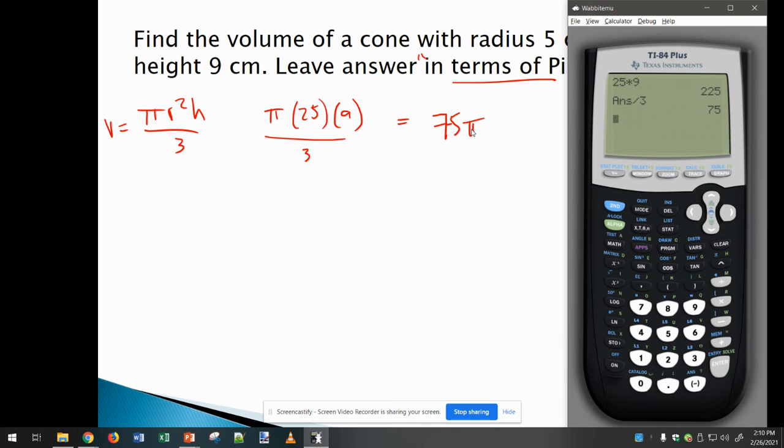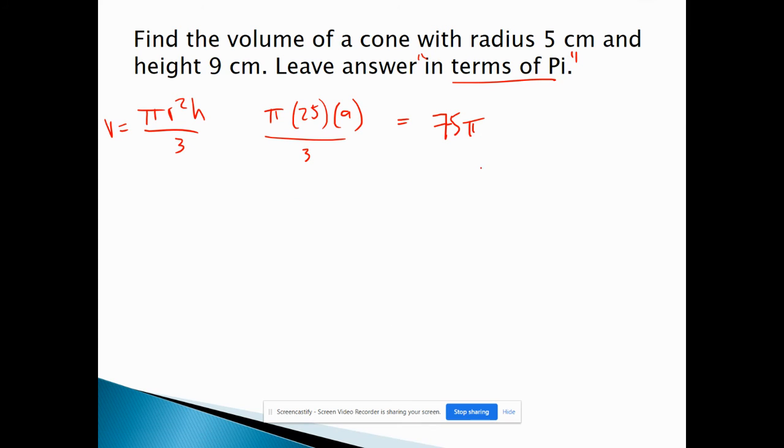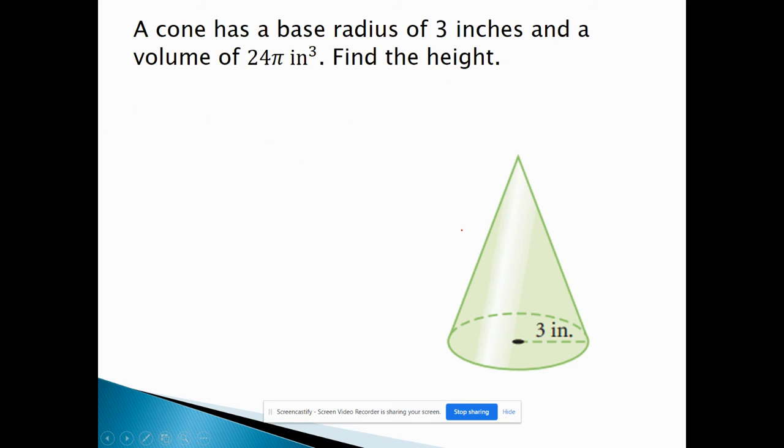But then realistically, I'll ask you to round somewhere. 235.6. Usually I ask for one decimal place. So, centimeters cubed. Okay, that's our volume for the cone.